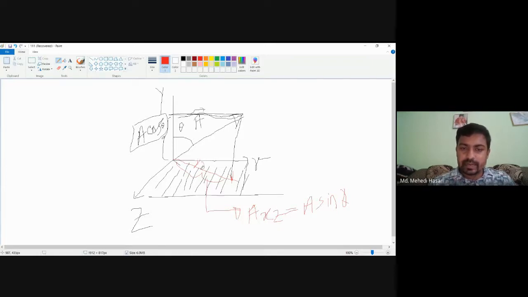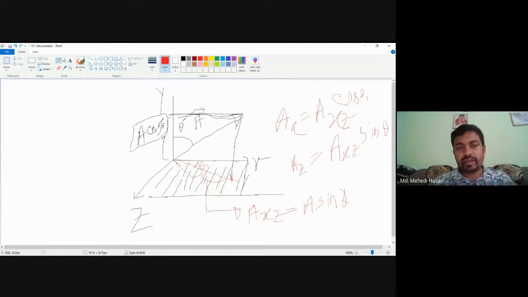So say this angle is given as theta 1, then the x component, ax, will be mainly axz, because the magnitude of the vector is axz here. So axz cos theta 1. So this is mainly the x component, and the z component will be axz sin theta 1, okay.